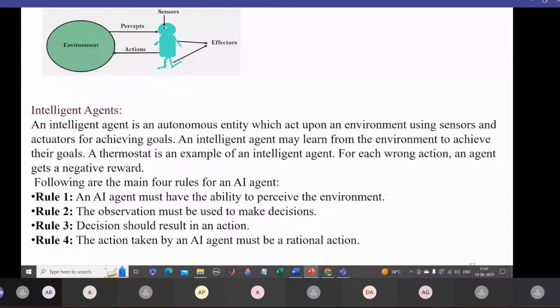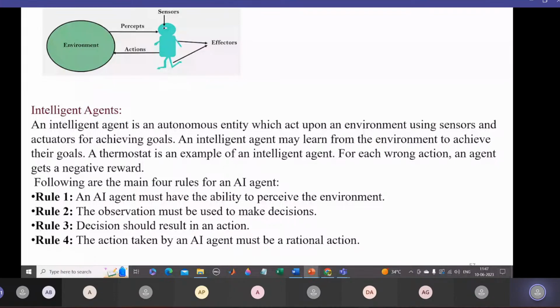The action taken by an AI agent must be a rational action, that is, it should do the right thing. Whatever action takes place, it should be the right action. That is the fourth rule. So the first one is perceive, the second one is thinking, in the sense of making the decision, the third one is action, the three terms. And whatever action is taken, it should be the right action. That is the fourth rule.